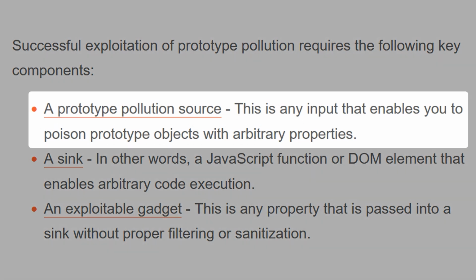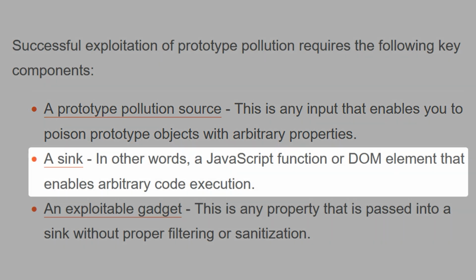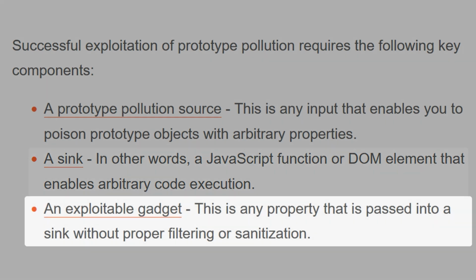And for successful exploitation of prototype pollution, we need the following key components. The first is a prototype pollution source, which is any input that enables you to poison prototype objects with arbitrary properties. The second is a sink, which is a JavaScript function or a DOM element that enables arbitrary code execution. And finally, an exploitable gadget, which is any property that is passed into a sink without proper filtering or sanitization.